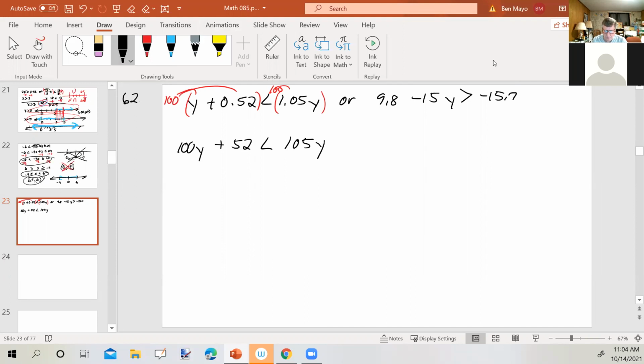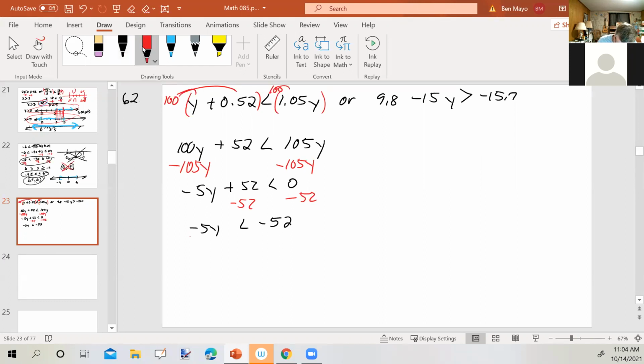Okay? Any questions there? So now I'm going to come back and I'm going to subtract 105y from both sides. So I get -5y plus 52 less than 0. Okay. Then I'm going to subtract 52 from both sides. -5y less than -52. And then finally divide both sides by -5. So I get y, what, greater than 52 fifths.